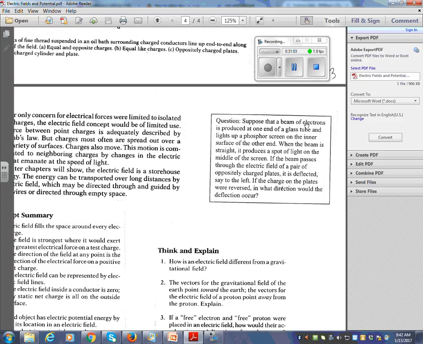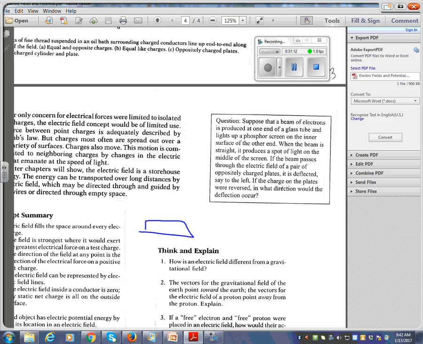Question. Suppose that a beam of electrons is produced at one end of a glass tube and lights up a phosphorus screen on the inner surface of the other end. So I'm going to draw an electron gun.